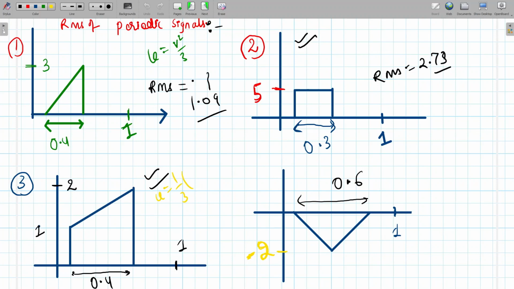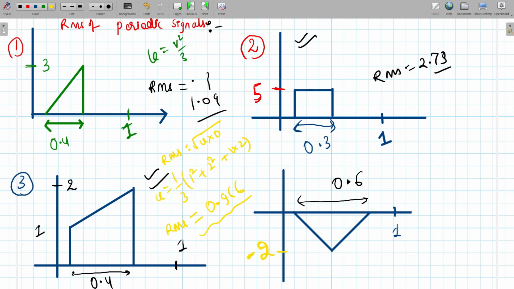What is the problem? 1 squared plus 2 squared plus 2, divided by 3, and then root over 1.52. No, no, into 0.4 you have to multiply. Okay, RMS is then equal to U into D. Here, what is U? U is equal to 1 by 3 into 1 squared plus 2 squared plus 1 into 2. Final will be 0.966.